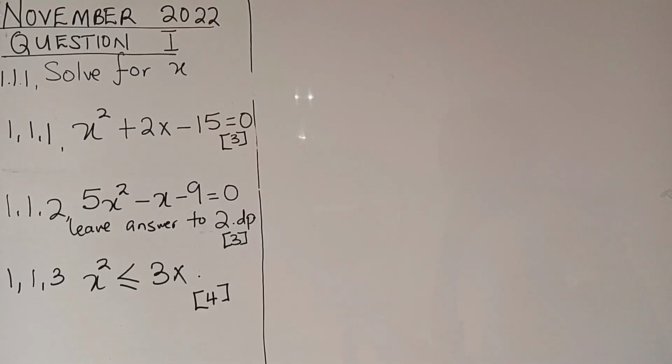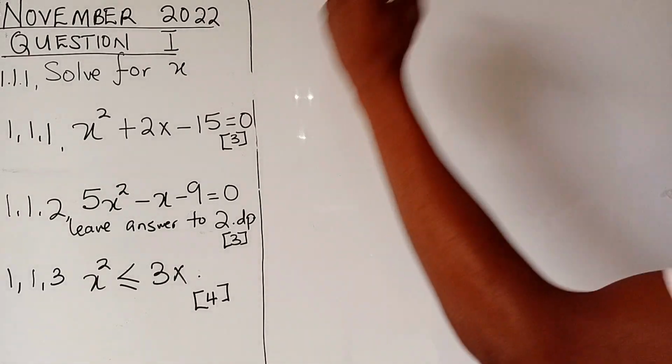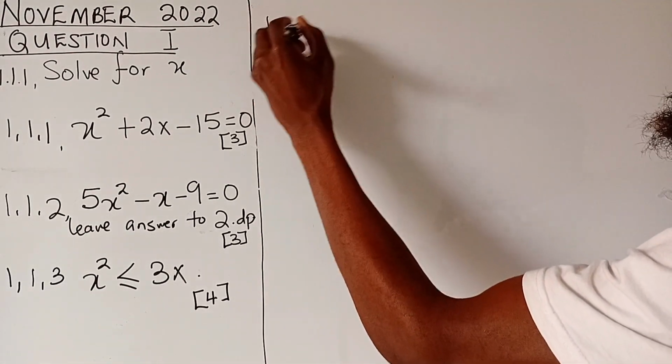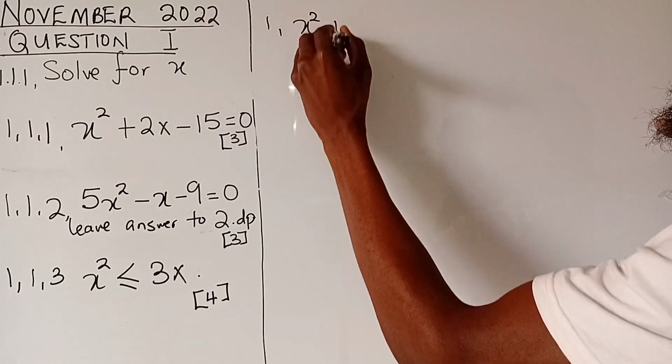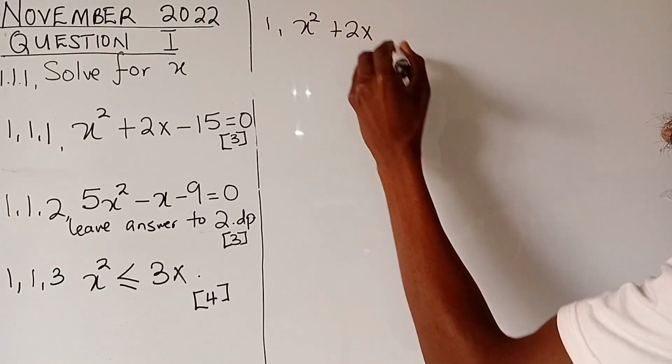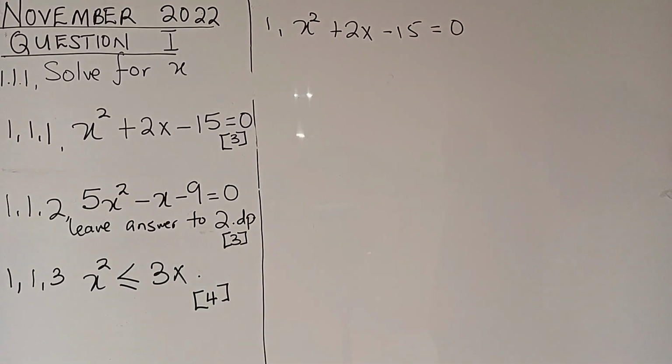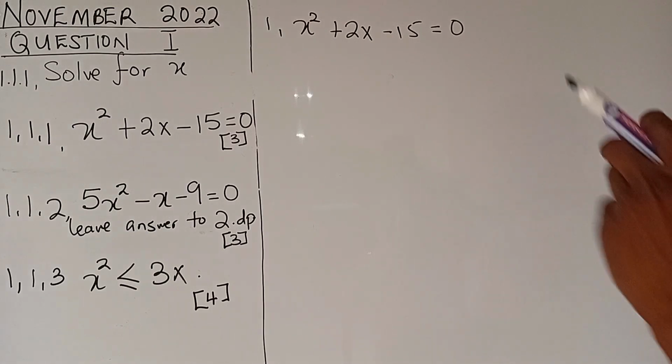So the first question here is saying solve for x, given that x squared plus 2x minus 15 is equal to 0. So what you do with this question requires factorization. So what are you factorizing here? This is called a trinomial or a quadratic equation.